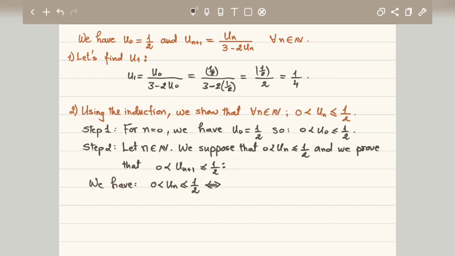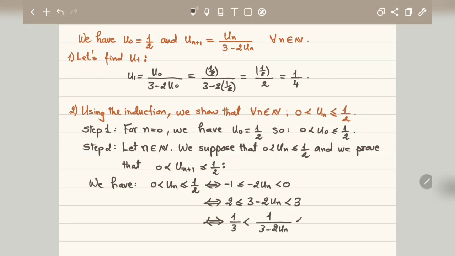So we multiply by -2 and we get -1 smaller than or equal to -2un smaller than 0, because we change the direction of the frame as we multiplied by a negative. After that, we add 3. So 3 plus -1, which is 2, is smaller than or equal to 3 minus 2un, smaller than 3. Then we switch the top and the denominator: 1/3 smaller than 1 over 3 minus 2un, smaller than or equal to 1/2.